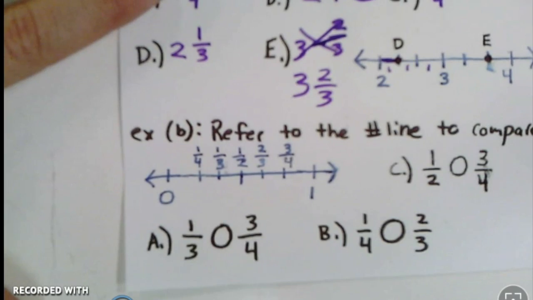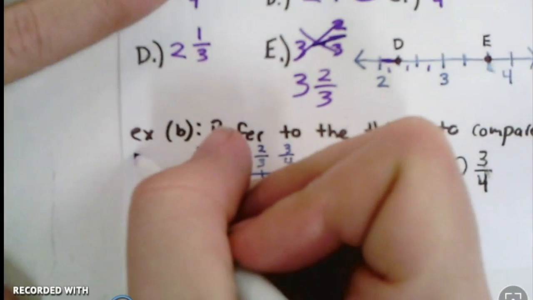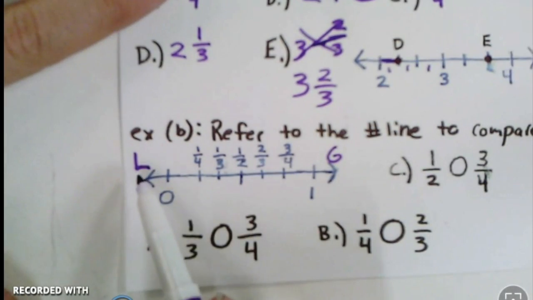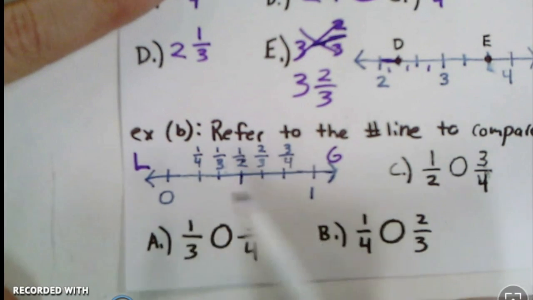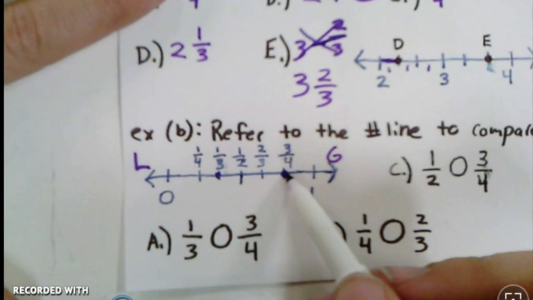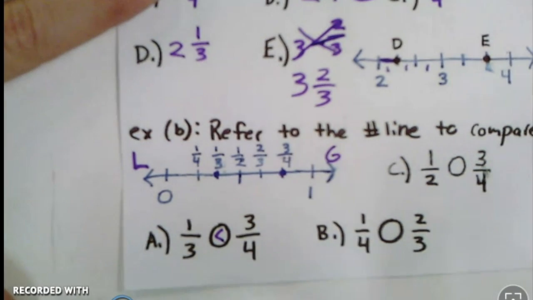Well, this is nice and easy that they put them on a number line for me, because I just have to find which one is the farthest right to know which one is the greatest, or the one all the way to the left will be the one that is the least. So 1/3 and 3/4. 1/3 is right here, and 3/4 is right here. So which one is bigger or greater? Good, 3/4. So 1/3 is less than 3/4, or 3/4 is greater than 1/3.